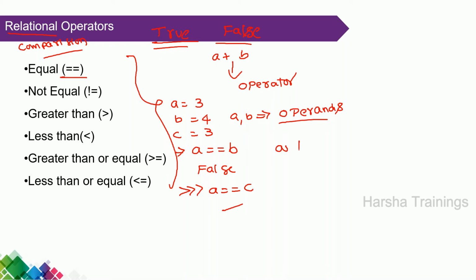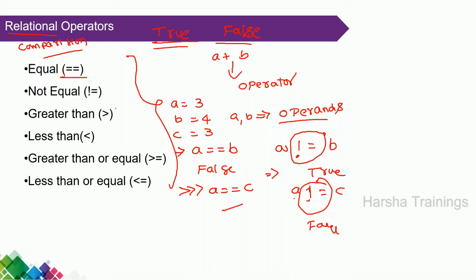Next, A not equal to B, the answer is true or false? Here the answer is true only. Why? We already said that A and B are not equal. A value is 3. A and B both are not equal, so the answer is true. A not equal to C: here in this case, A and C are actually equal, but we are checking not equal to. So in this case, the answer is false.